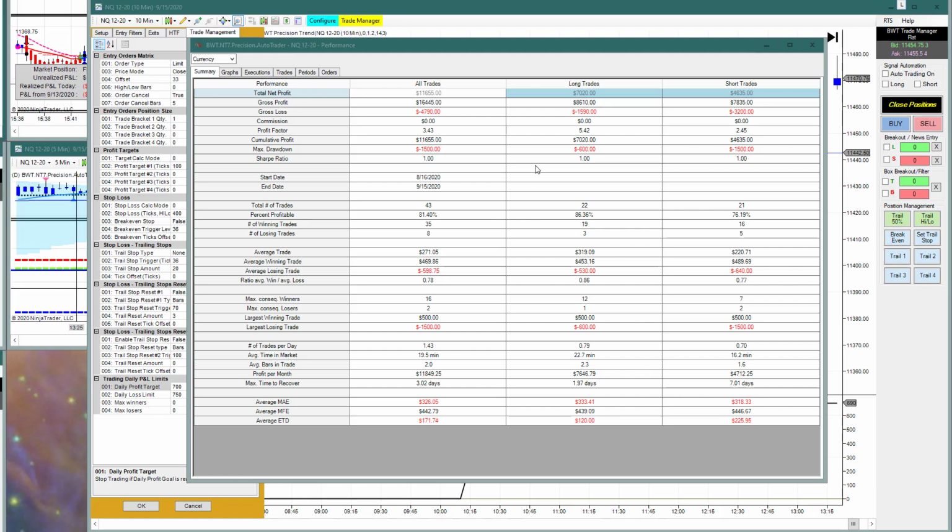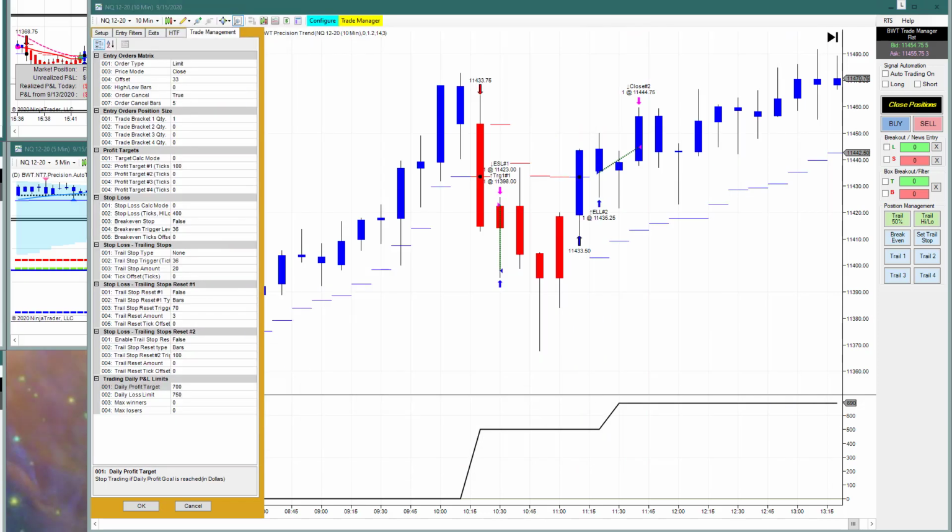The better way to do this is forward testing on market replay. You'll get much more accurate results. Your results will look like this. You'll exit at the targets. Your daily goal will be respected.